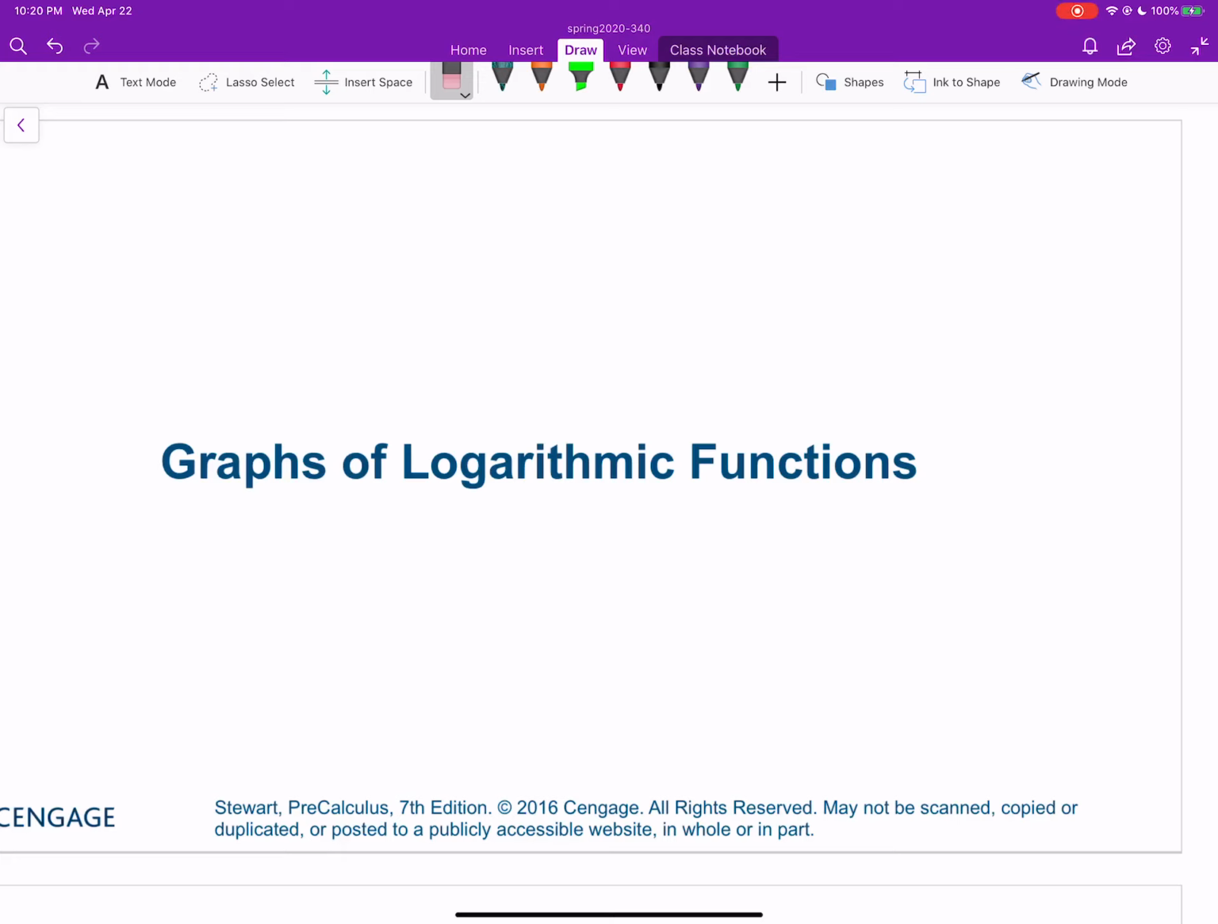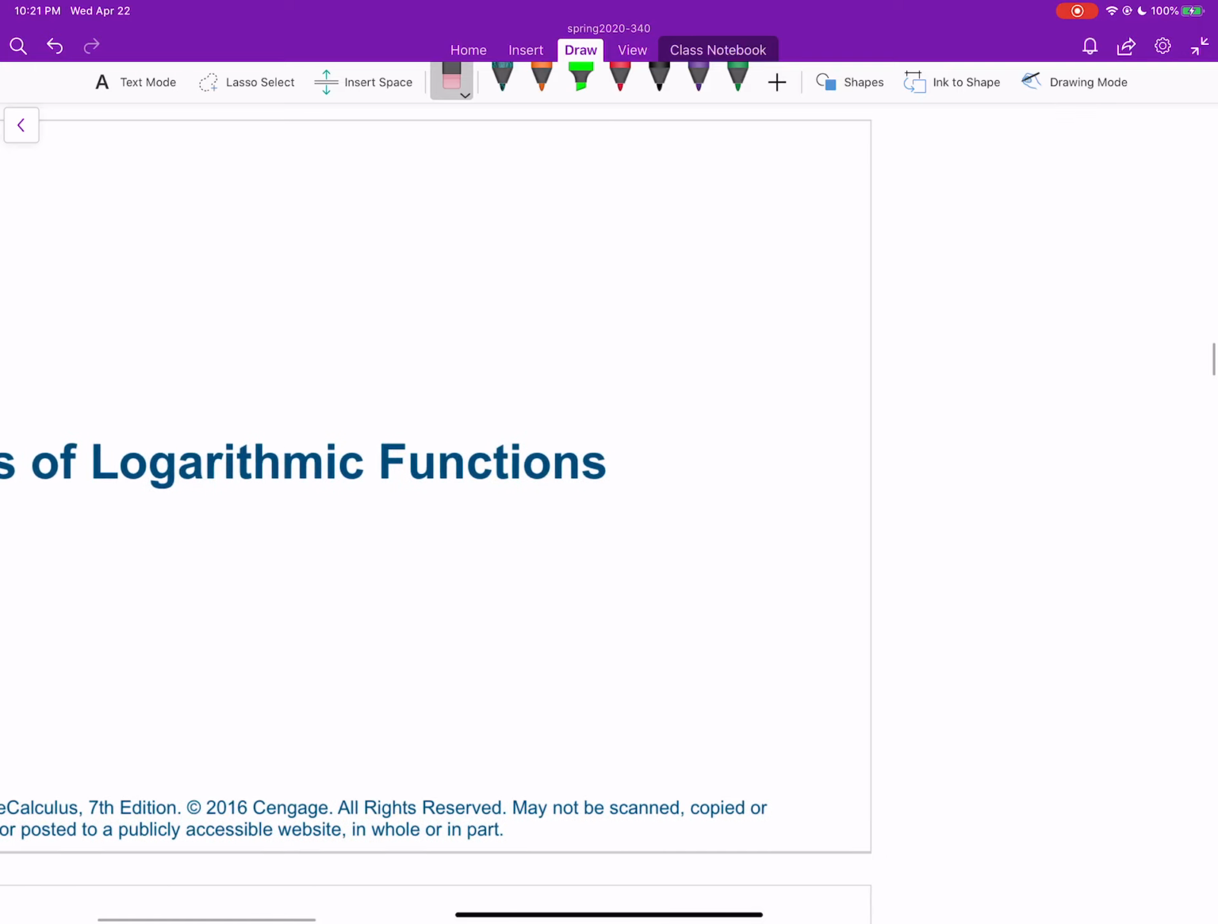Hello class, today we'll look at graphs of logarithmic functions. We now know what a logarithm looks like. We know where it's coming from. It's when you try to do the inverse of an exponential function, you end up with a logarithmic expression. So let's look at what the graphs of a log function looks like.